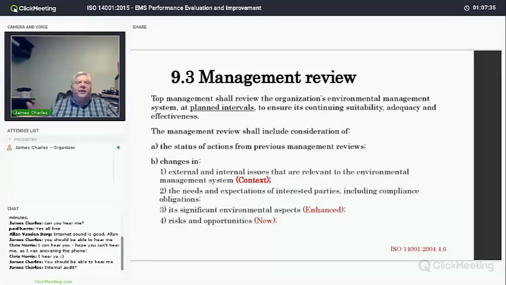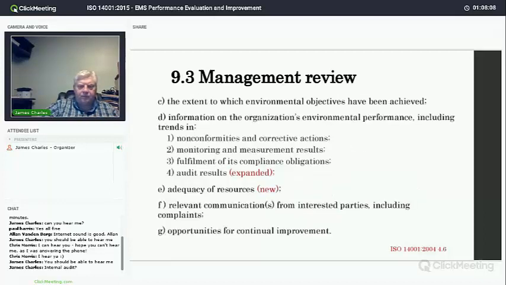Okay, so we need to see the status of action items from the previous management review. So that meant that the last meeting we had action items. Changes in our context, interested parties, significant aspects, risk, and opportunities. Again, these things may not change, but you need to see some evidence that they were discussed.